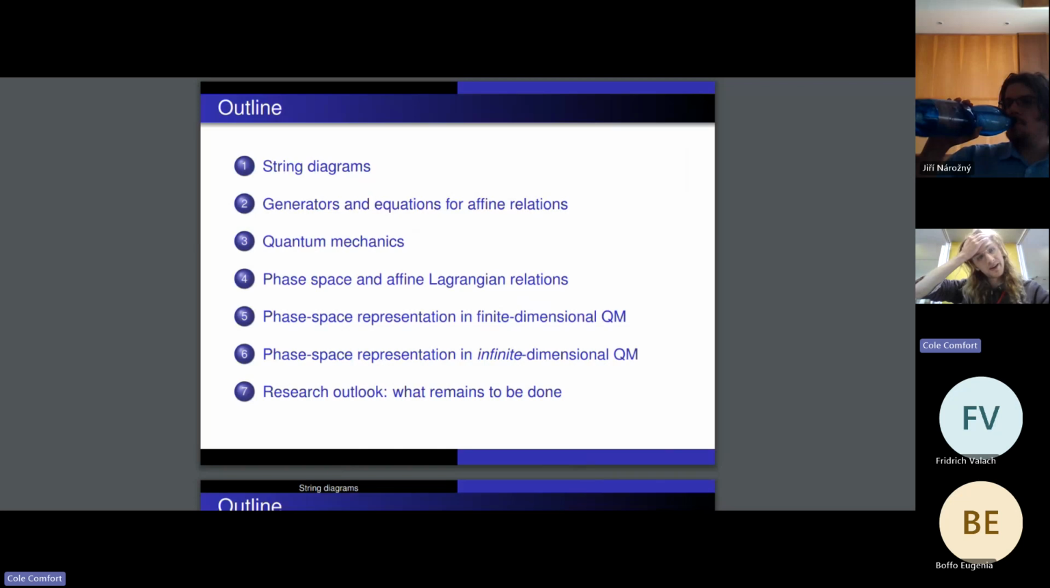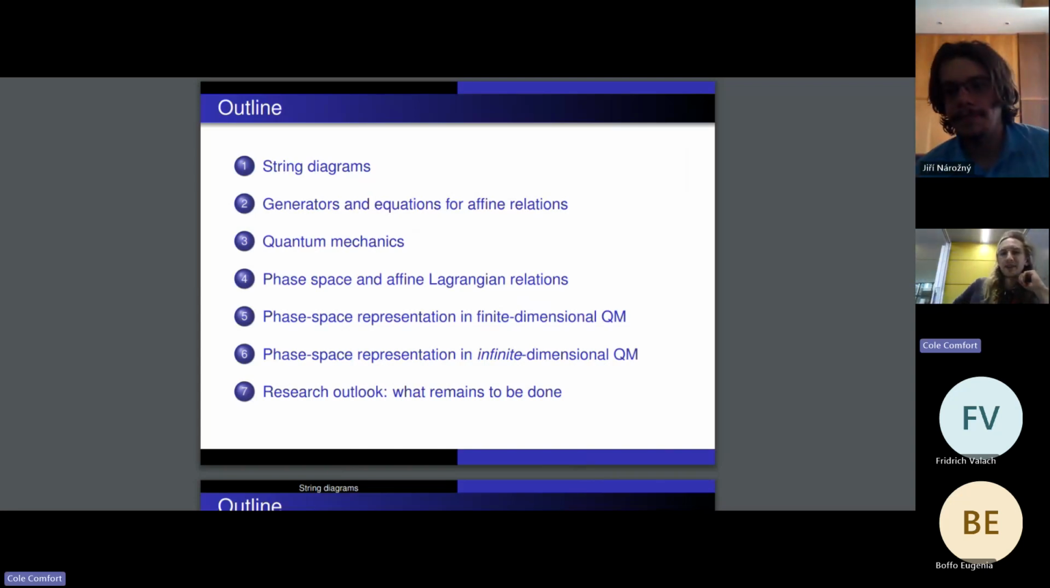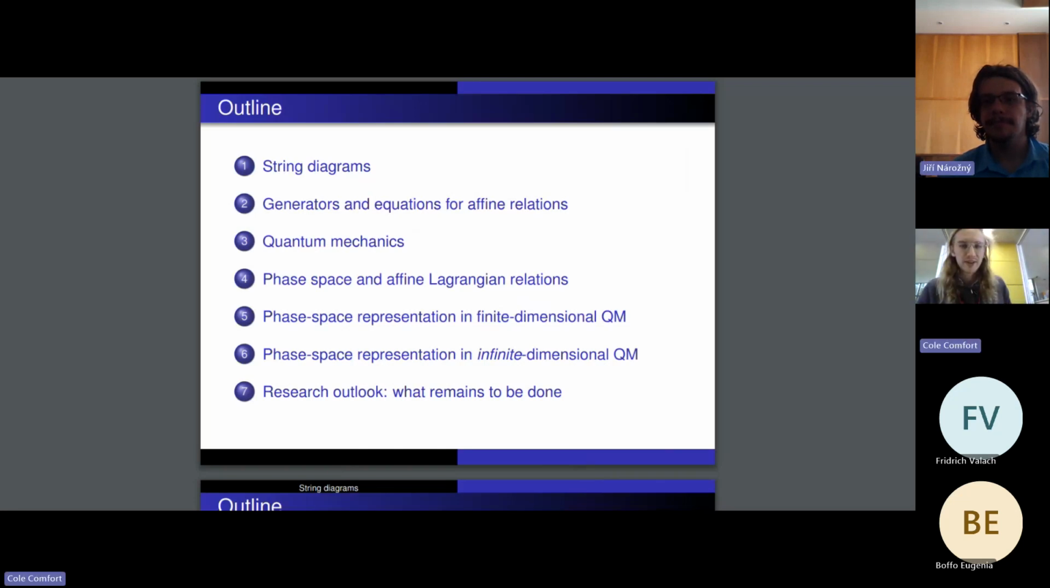Okay, so the general outline of this talk is, first I'm going to talk about string diagrams and graphical calculi. And then I'm going to talk about how you can do linear algebra and affine algebra using only pictures, using a formal equational theory. Then I'm going to give a brief introduction to quantum mechanics, followed by talking about symplectic linear algebra and Lagrangian relations. And then I'm going to talk about how this can be used to give descriptions of quantum circuits in finite and infinite dimensions.